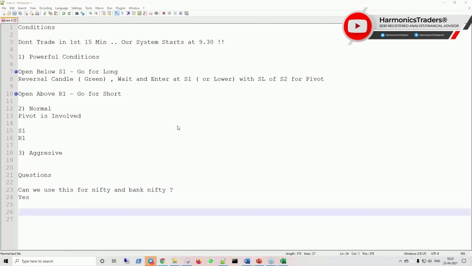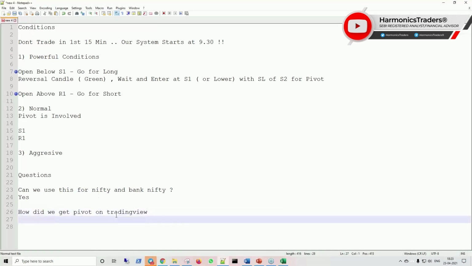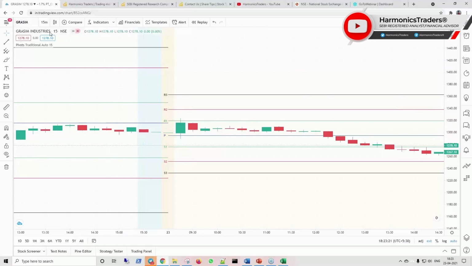How do we get pivot in TradingView? Just click on indicators, and it will ask you to search. Just select Pivot Points Traditional Auto. Okay.